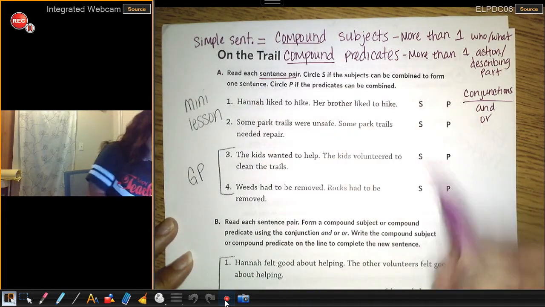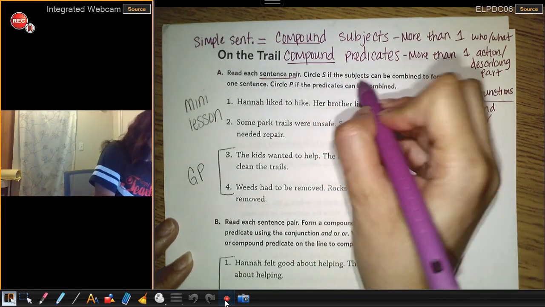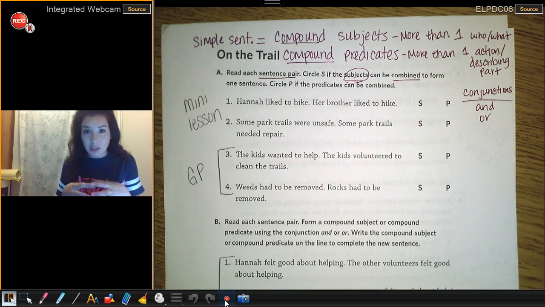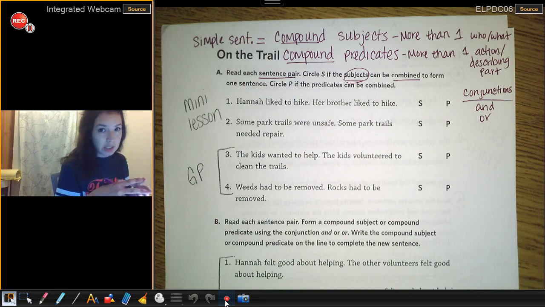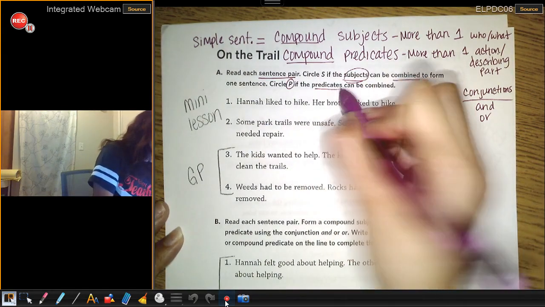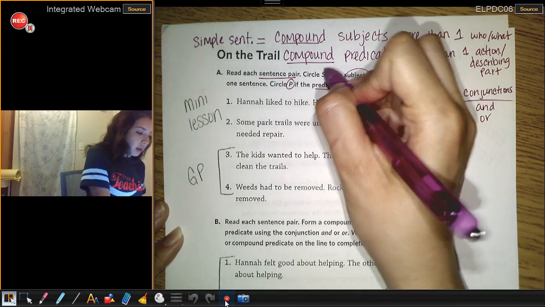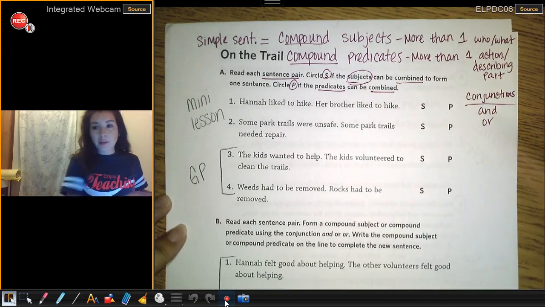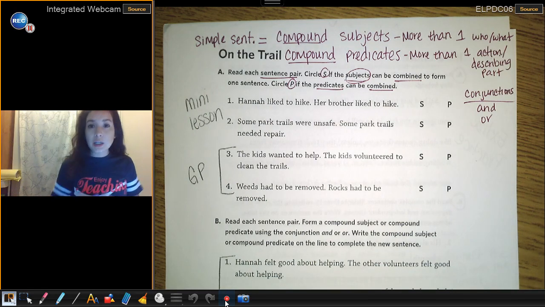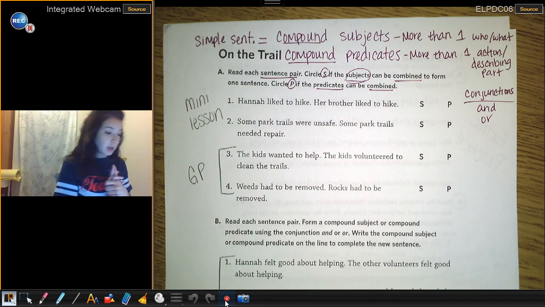So we're reading each sentence pair. We're going to circle S if the subjects can be combined, if they can be put together, and we're going to talk about how we decide that right now. We're going to circle P if the predicates can be combined, okay? So here S and P means subject or predicate. We know what a subject and predicate is, so we're looking at can we combine those, and I'm going to tell you how to decide, okay?